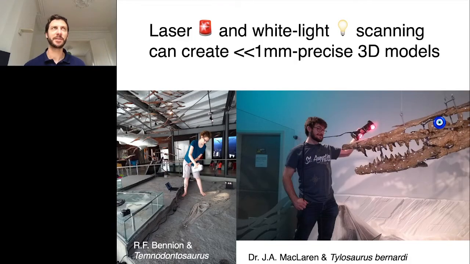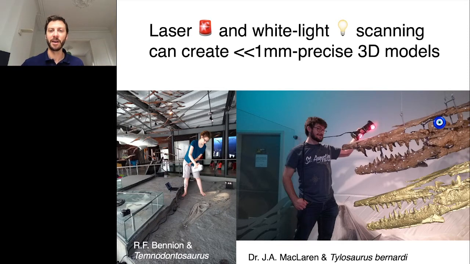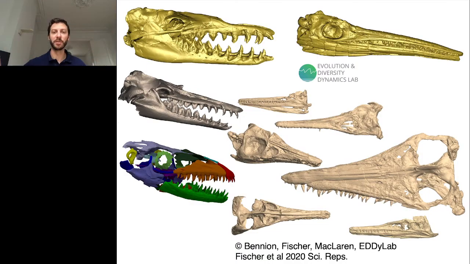So for the last 5 years or so, I guess, we've been using scanners. We have laser scanners and white light scanners in the lab, and we have digitized many marine tetrapods. I guess we have probably a couple of hundred at the moment. So you can see here some of the results we can get. We can get really precise models out of these. And it's just a small sample of the things we have in the lab that we have scanned or are using in our analysis.